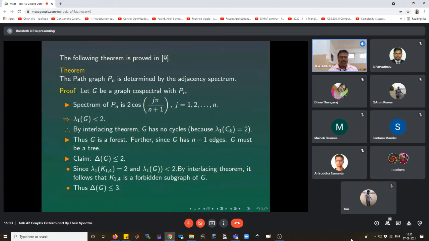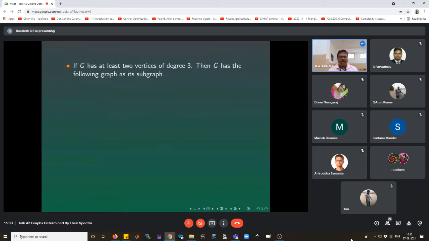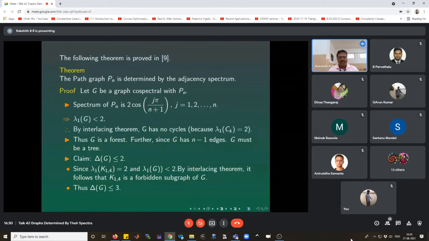So now again, I need to show that it cannot have maximum degree 3. That's my next step. Suppose it has at least 2 vertices of degree 3. So the proof is divided into 2 pieces: if it has 2 or more vertices with degree 3, or if it has exactly 1 vertex of degree 3.